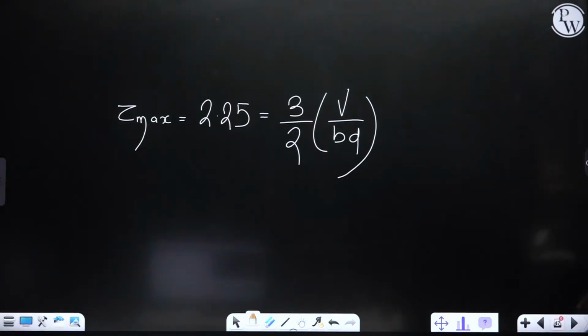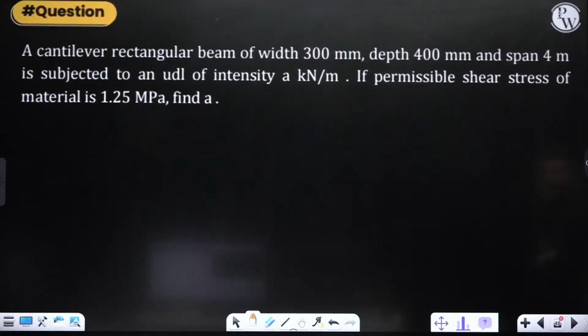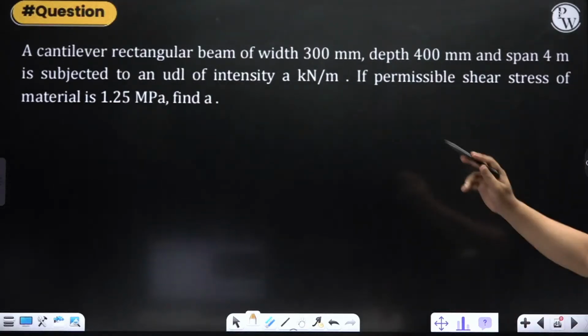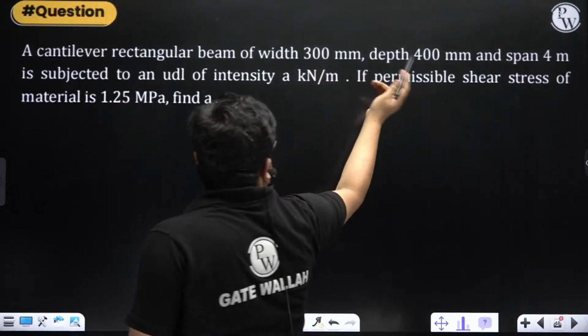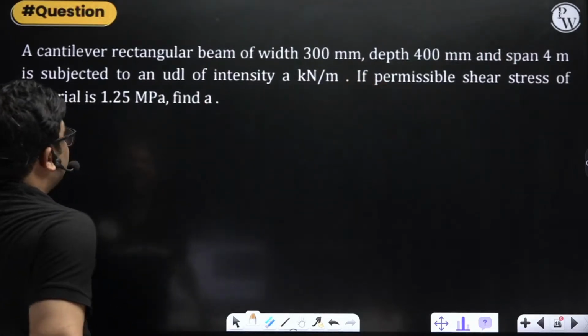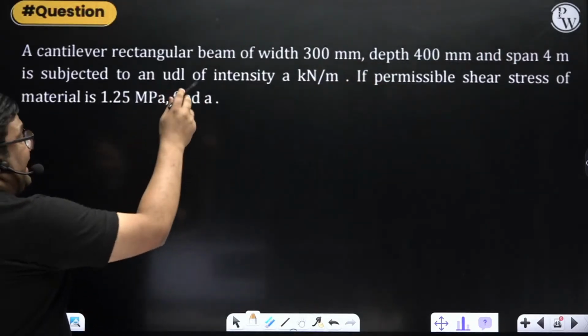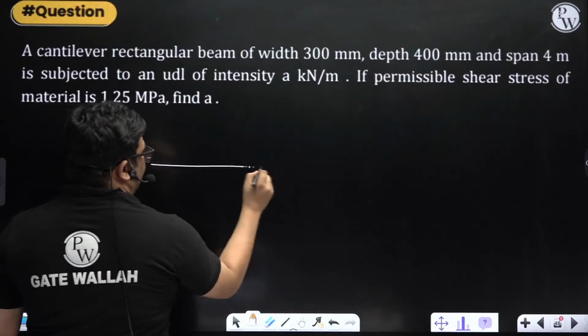Okay. Next question. This is another kind of question. What is given? A cantilever beam of this much width, this much depth, and this much span is subjected to a UDL of A kilonewton per meter.